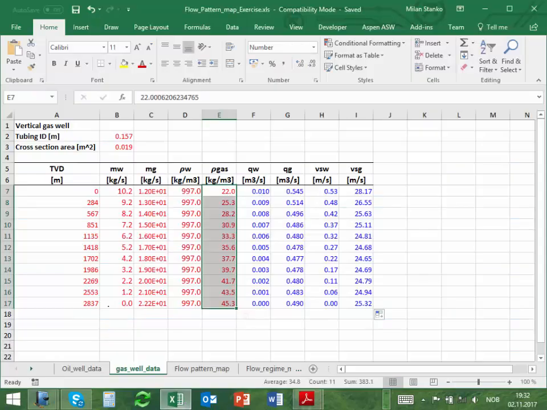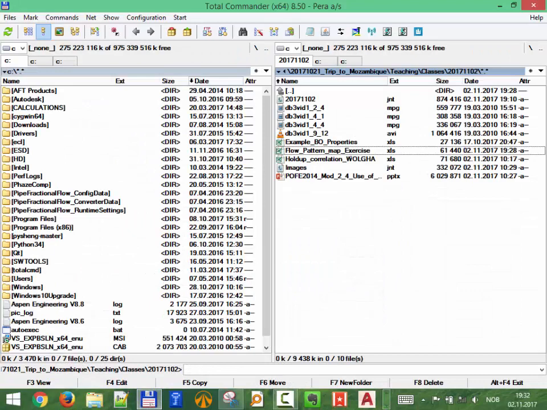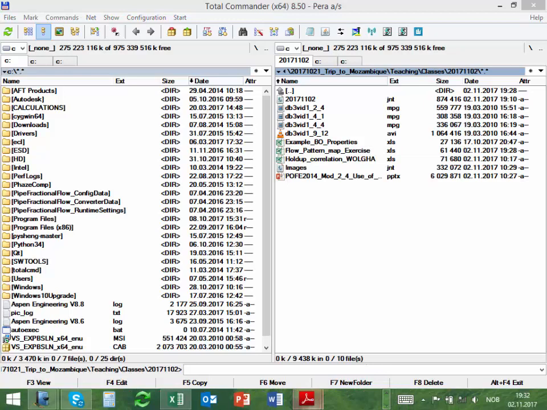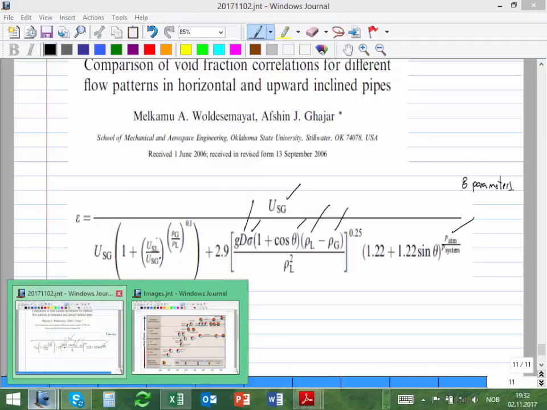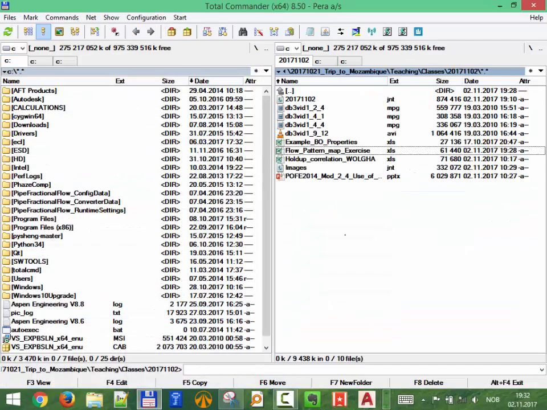So what I suggest is, you open the file. The file is called Holdup Correlation Volga. Volga is because it's the names of the two guys, Woldesemayat and Ghajar. So Volga, to make it short.